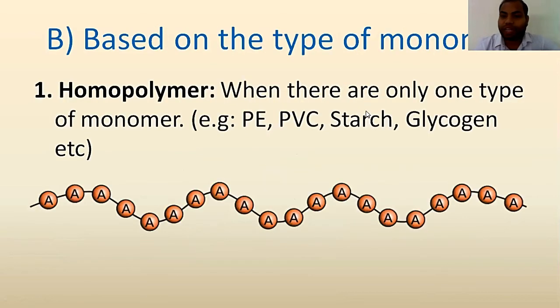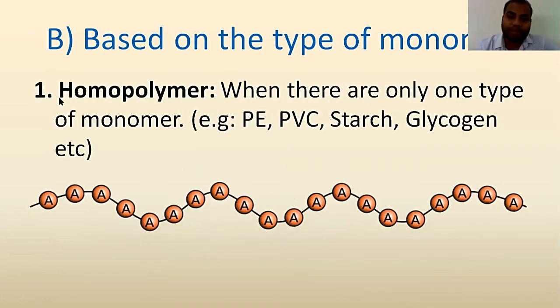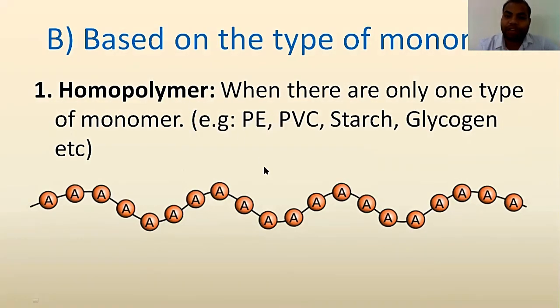Okay. Now, the next class of polymer is based on the type of monomer. So we know that polymers generally have more than one monomer. So based upon that, they can be classified into homopolymer and copolymer. So first, homopolymer. If there is only one type of monomer, they can be considered as homopolymer, like polyethylene, polyvinyl chloride, starch, glycogen, etc. This kind of molecule, that is homopolymer, is generally basic.